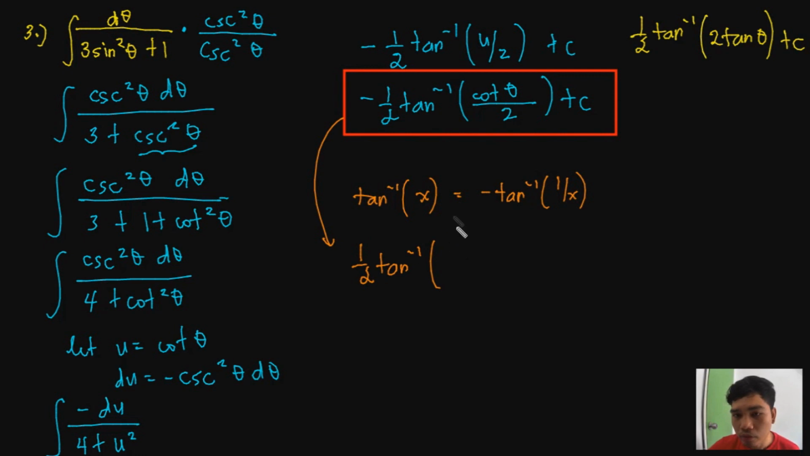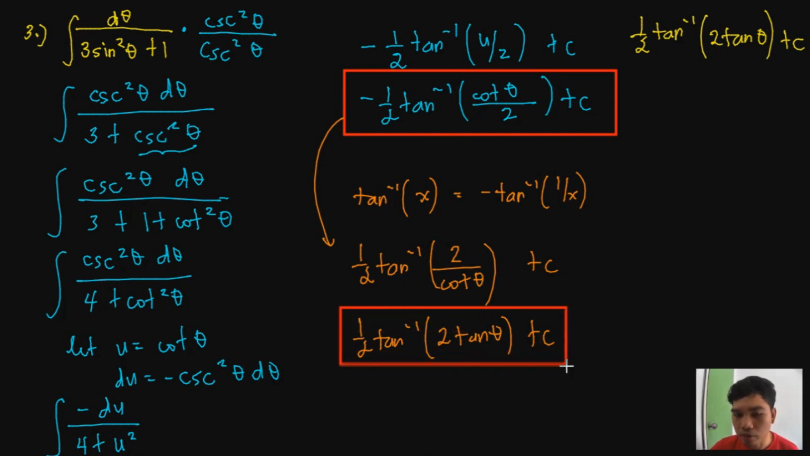negative of the reciprocal of this expression, that is 2 over cotangent theta plus c. And this reciprocal of cotangent theta yields tangent theta. Okay, so with this, we've arrived at the same result as the one in your handout. So hopefully nagets nyo yung ganong concept, no?